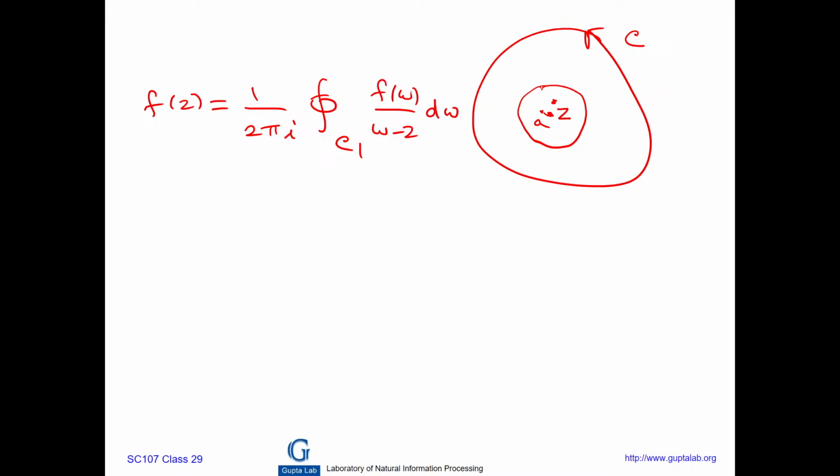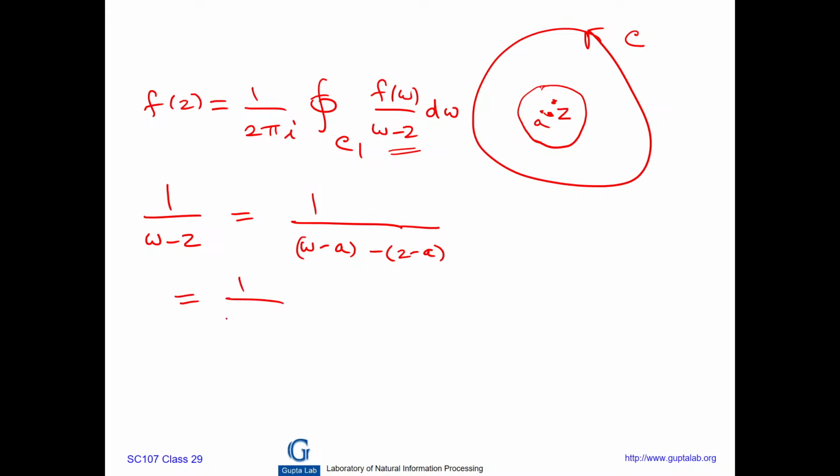so now what I am going to do is some algebraic manipulation. 1 over w minus z is nothing but 1 over (w minus a) minus (z minus a). Do you agree? I am only looking at this portion in the integral, 1 over w minus z, right? So 1 over w minus z is 1 over (w minus a) minus (z minus a), which is the same thing as 1 over (w minus a) common, times 1 divided by 1 minus (z minus a) over (w minus a), correct?